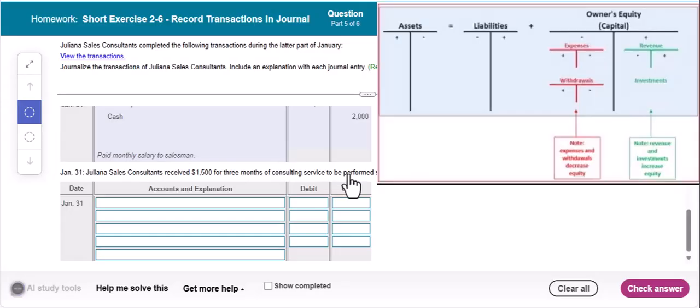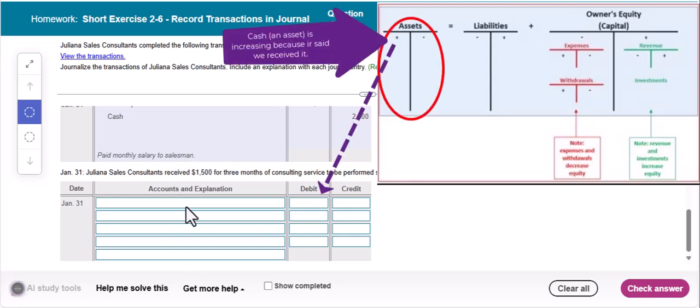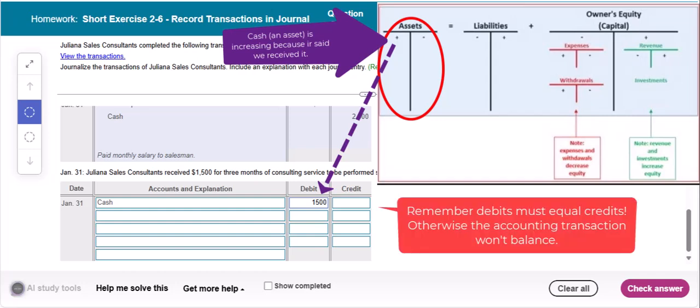Fantastic. Okay. So now our next transaction on January 31st, Juliana Sales Consultants received $1,500 for 3 months of consulting service to be performed starting in February. Notice again, the date is January 31st, but we're not performing the service until a later date in February. And also we are being paid here. So we received this $1,500 for 3 months of consulting service. So we know cash is going to be involved. And since cash goes up with a debit and our cash is increasing, we're going to put in cash debit for $1,500 here because cash is an asset and assets go up with a debit. And then we know our credit account has to be $1,500 as well in order to balance the transaction.